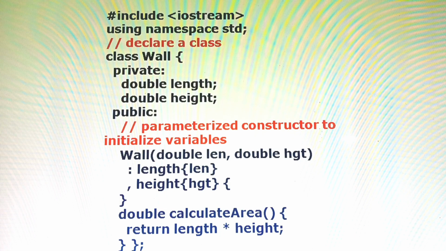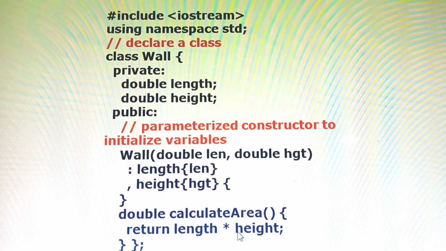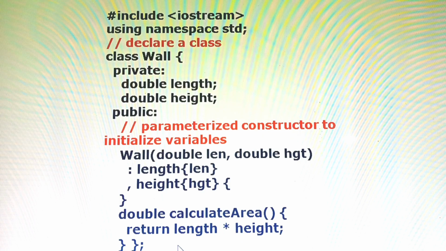That is the parameterized constructor. Okay, give the normal variable length, then the initialized variable, that is length len and HGT. Then defining the constructor is over. Then the next function is calculate area, length into height. Okay, then terminate the class, the class section is over.